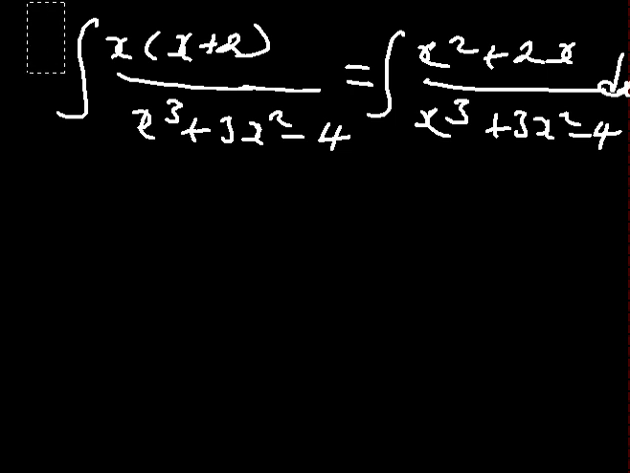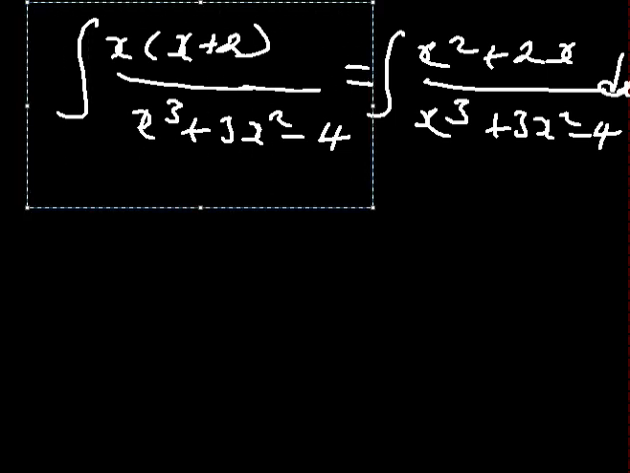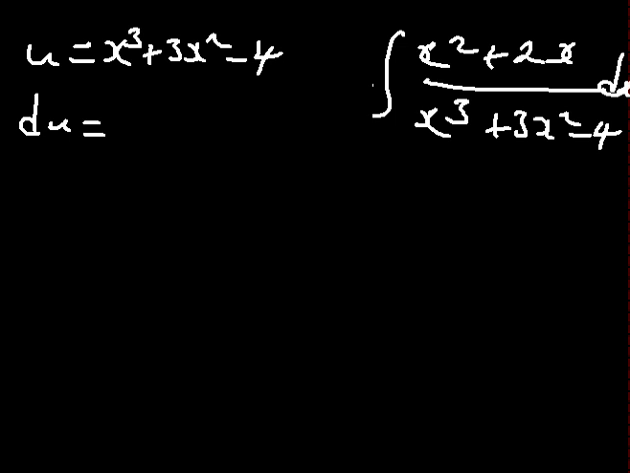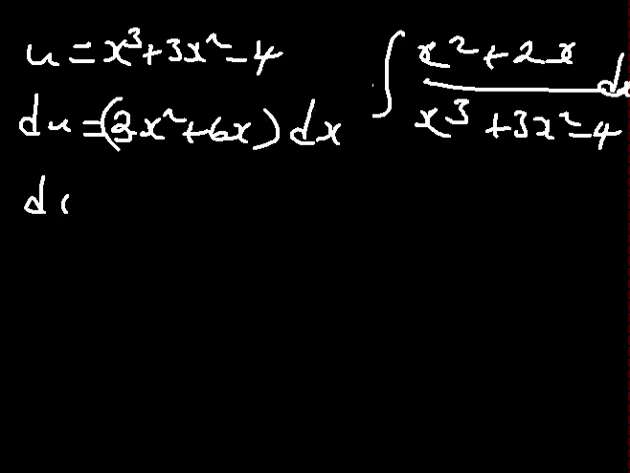So that is, using the u-substitution, we can have u being given as x³ + 3x² − 4. What is the du? We'll have it as 3x² + 6x, and at the other end we'll have dx, and we make dx the subject. We'll have it as du over 3x² + 6x.